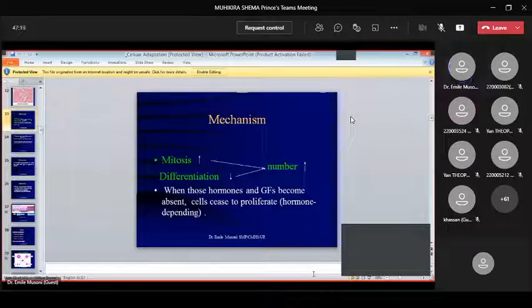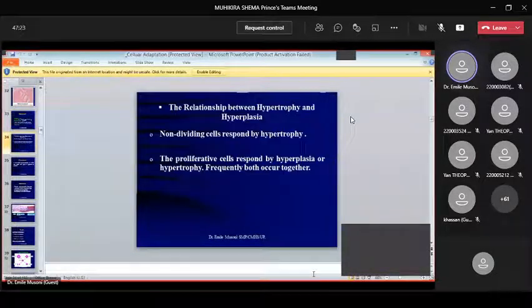There is a relationship between hypertrophy and hyperplasia. Non-dividing cells most of the time respond by hypertrophy. Proliferative cells respond by hyperplasia or hypertrophy, or frequently both occur together. For example, in the case of pregnancy, or in the case of puberty.